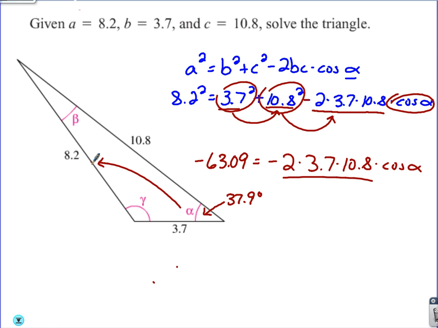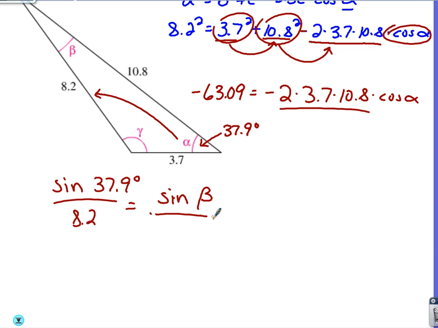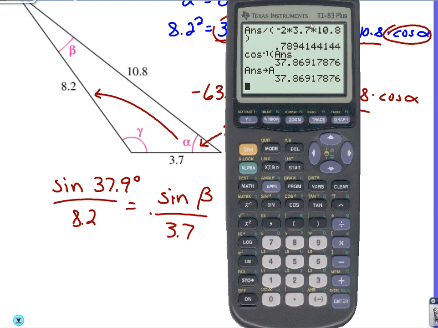So if you've got all three sides and you need all three angles, the first step is to use law of cosines to find one of those angles. Now that you have one of those angles, look, sine of 37.9, which I have stored, and you see now why I have it stored. I want the exact answer. I want to use the exact value to find my next answer. Sine 37.9 over 8.2 equals sine of, it really doesn't matter. Let's do beta next. Sine of beta over 3.7. To solve that, we've got to do 3.7 times sine of 37.9. So 3.7 times the sine of 8.